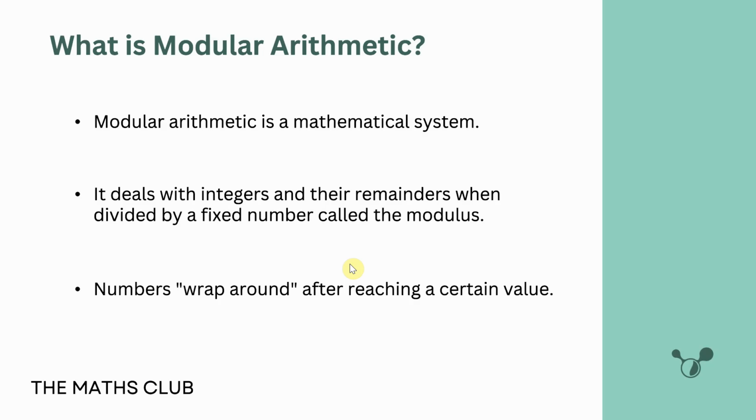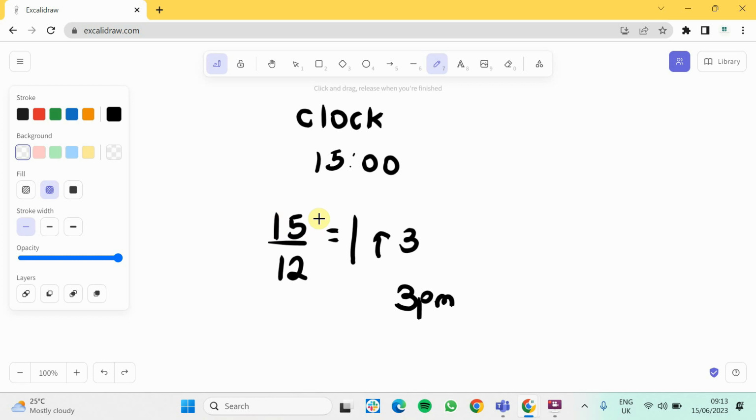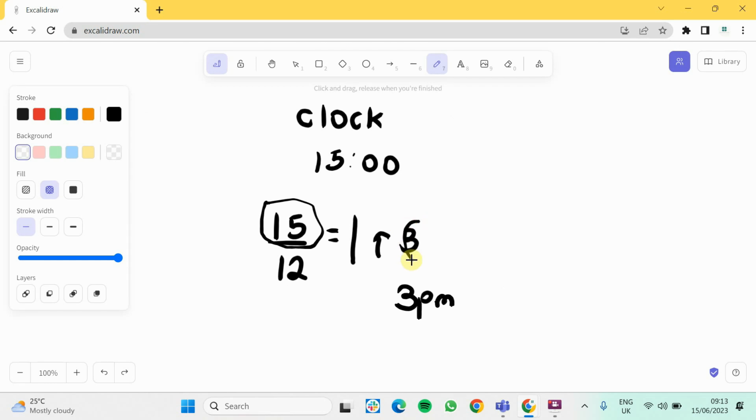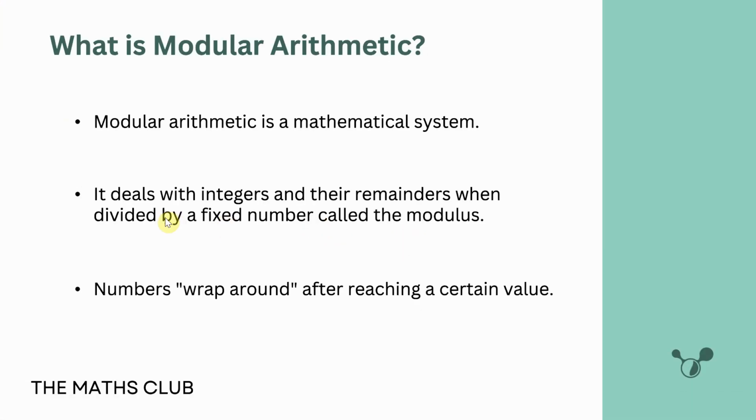So let's go back to the definition. It says it deals with integers and their remainders. In this case, the integer here is 15, and the remainder here is 3, when divided by a fixed number called the modulus.